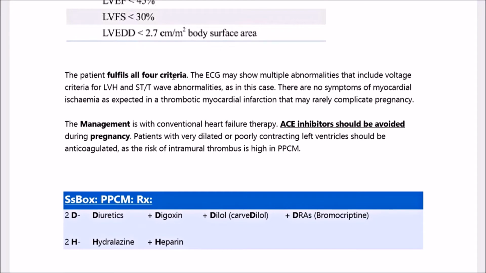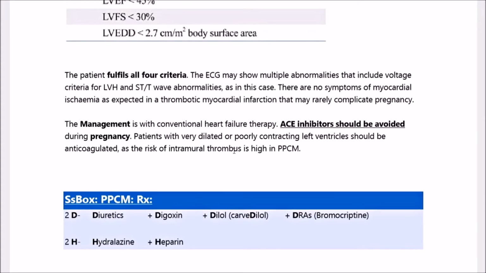The patient fulfills the 4 criteria. The ECG may show multiple abnormalities that include voltage criteria for LVH and ST-T abnormalities in this case. There are no signs of marked ischemia as expected in myocardial infarction, which may rarely complicate pregnancy. The management is with conventional heart failure therapy, but ACE inhibitors should be avoided during pregnancy.